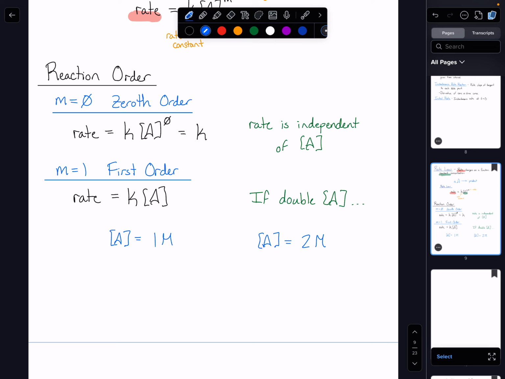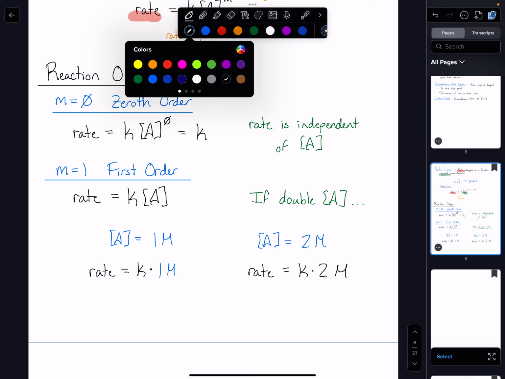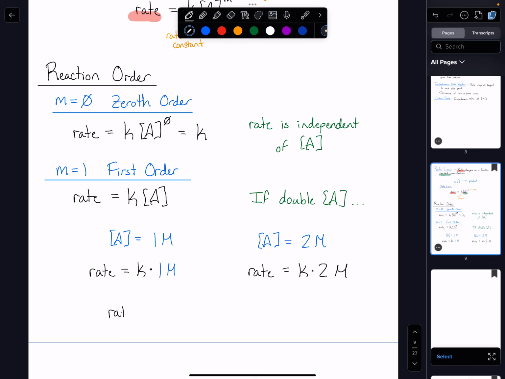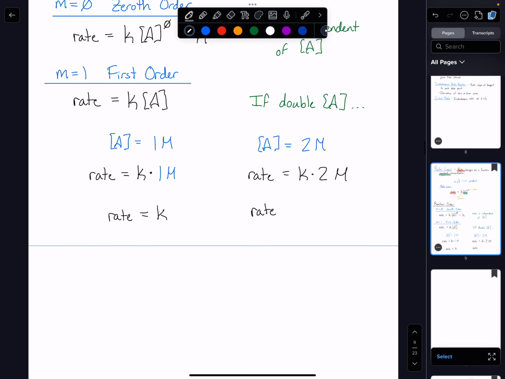Okay? We're just going to plug these into our rate expression here. So we have rate equals K times that 1 molar. And we have rate is equal to K times that 2 molar. All right, so in this first one, we get rate, we're going to ignore units for right now, is equal to K. And in the other example, rate is equal to 2K.